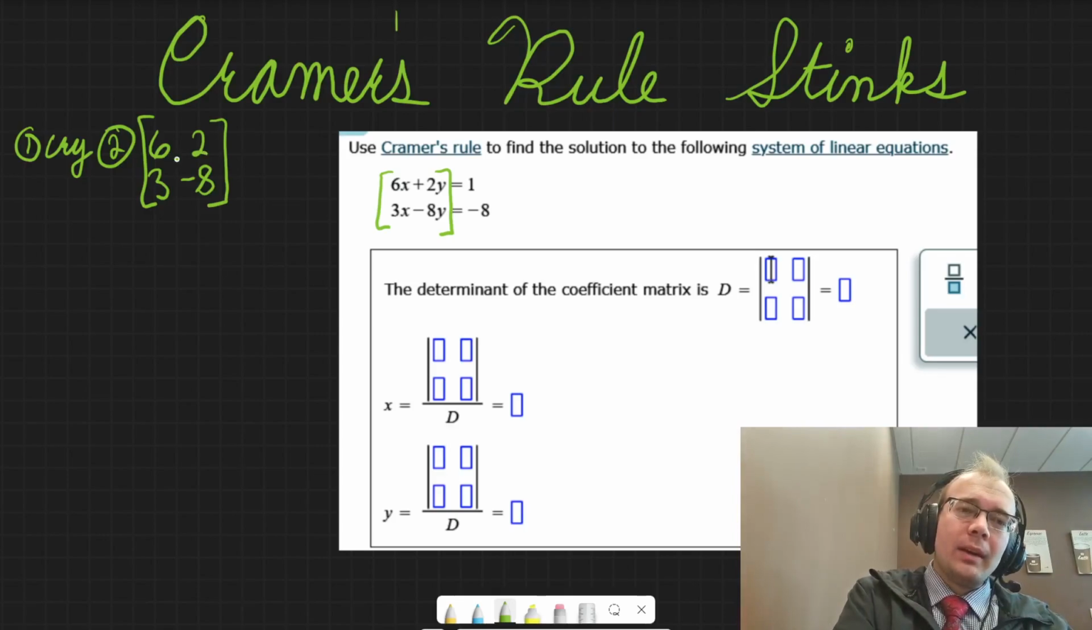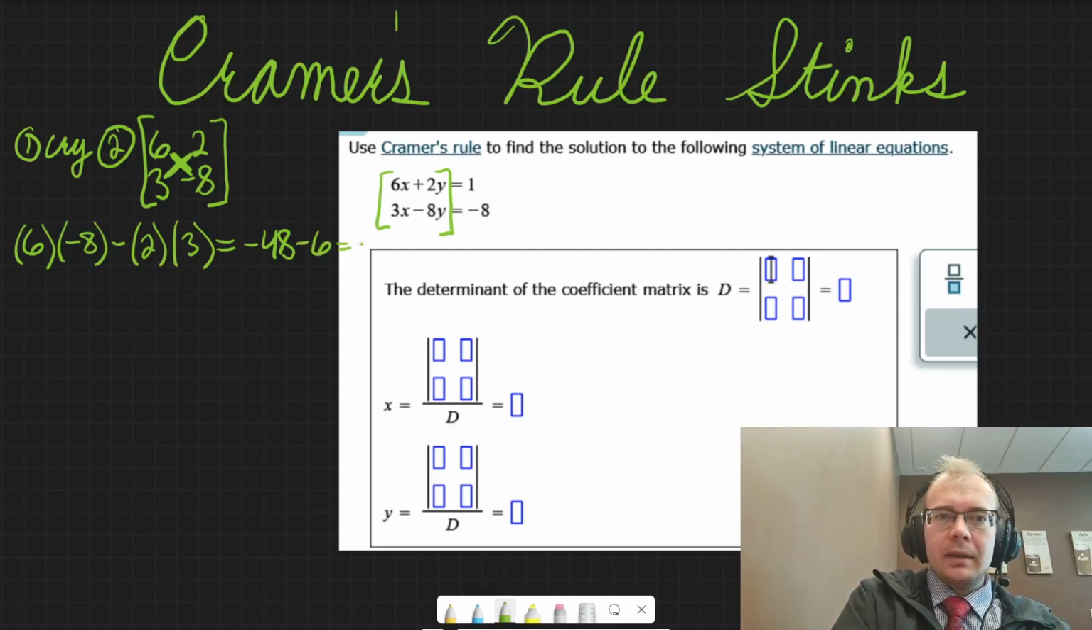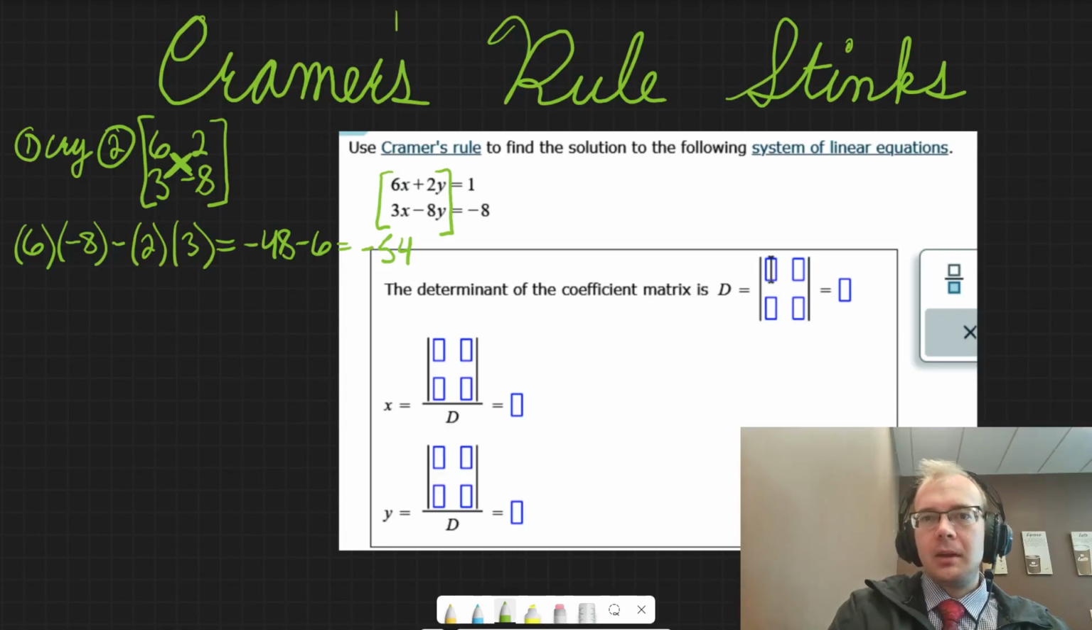But if we want to find out what it is, we times these guys. So that would be 6 times negative 8 to be exact. And then you have to minus the other ones being times. You have to remember to change the signs and then times, and then there's already negatives involved, and yeah. So that's going to be negative 48. 6 times 8 is 48. 2 times 3 is 6. So that's going to come out to be negative 54, I believe. You can check me on that math if you want. Negative 54. So that would go in this little box right here.